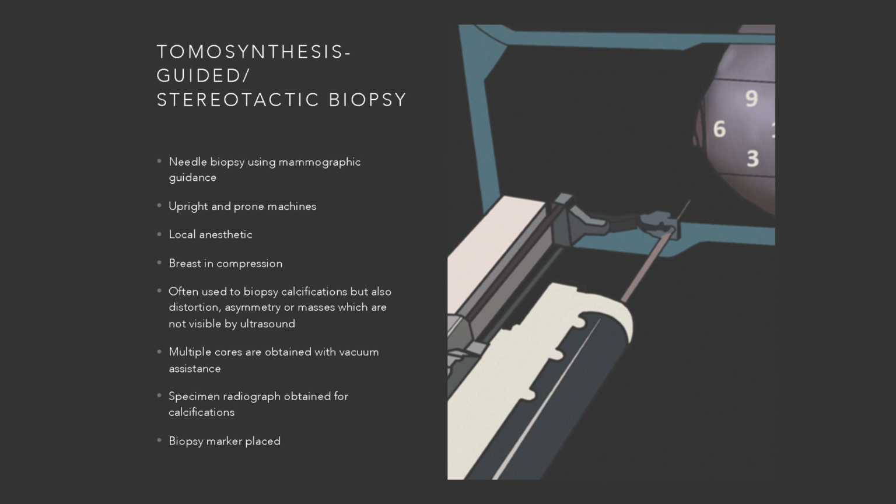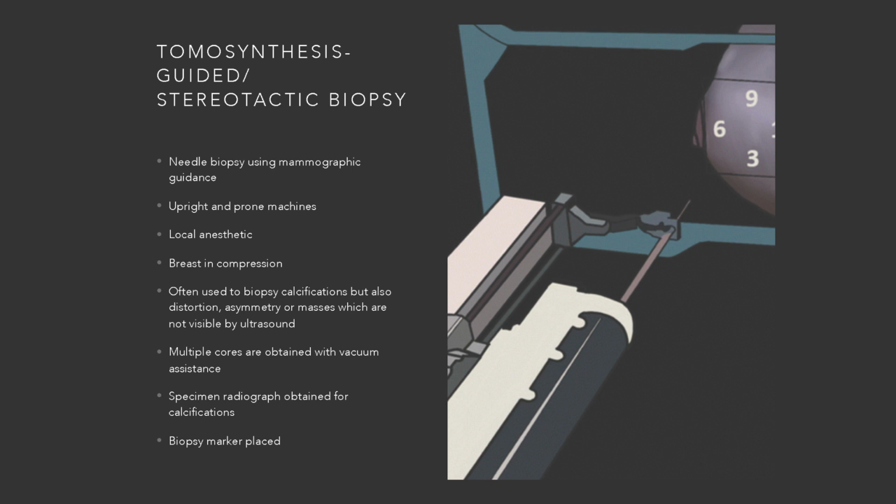We just use a local anesthetic to numb up the breast. The breast is in compression, like a mammogram. We have upright and prone machines. And then this is often used to biopsy calcifications, but we can also biopsy distortions, asymmetries, or masses that are not seen on ultrasound. Usually we obtain multiple cores, and this unit has a vacuum assistance.